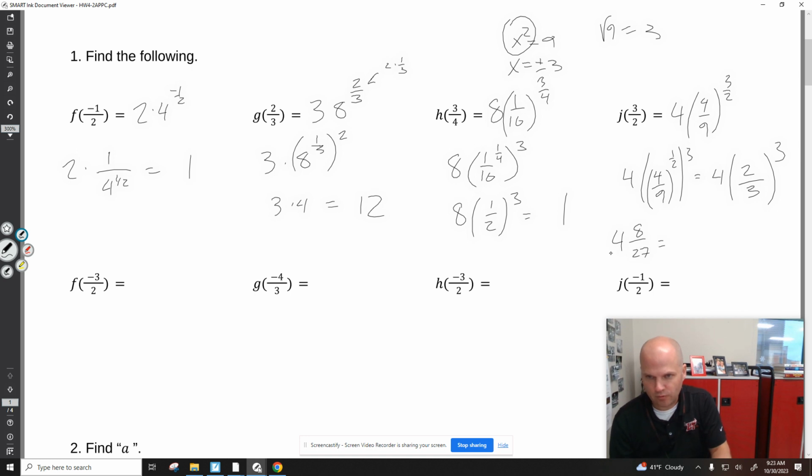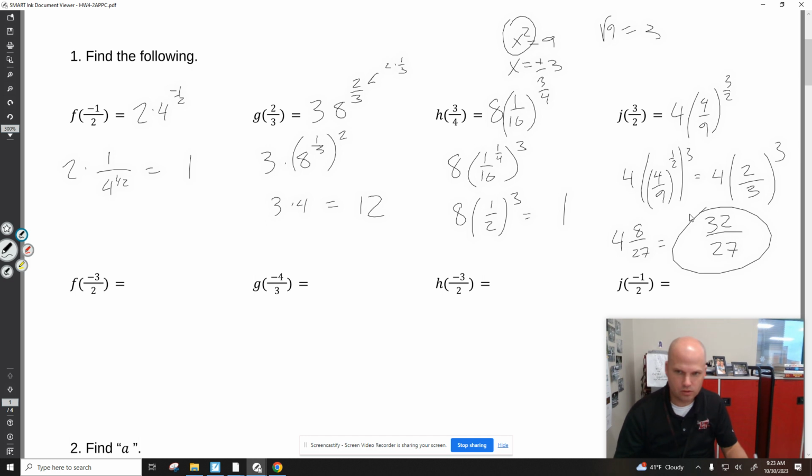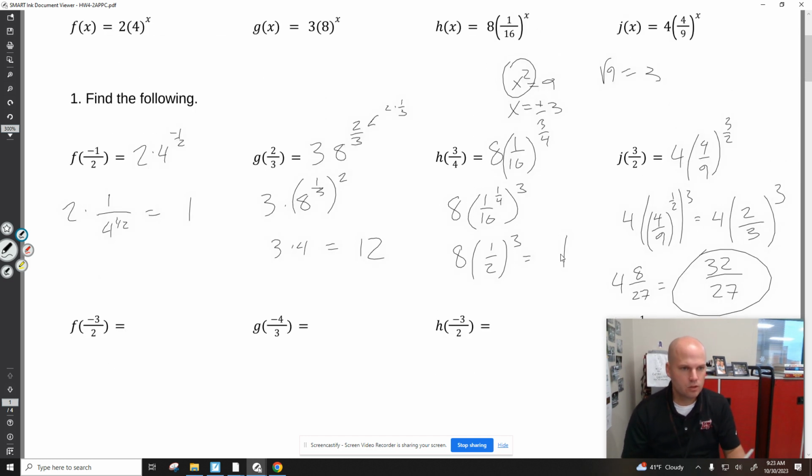I'm going to multiply the 4 over 1 by the 8 over the 27. There's nothing I can do to simplify. I get 32 27ths. Let's do some more with some negative powers.